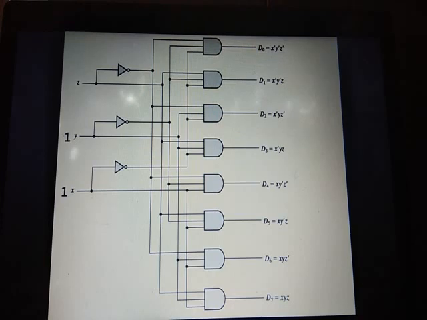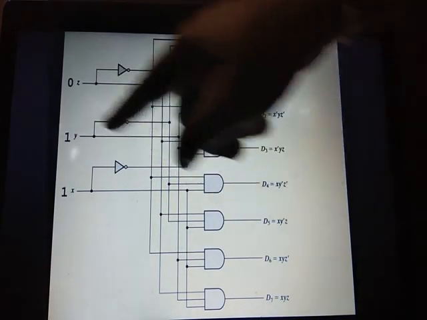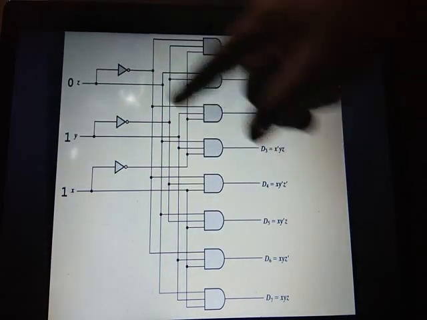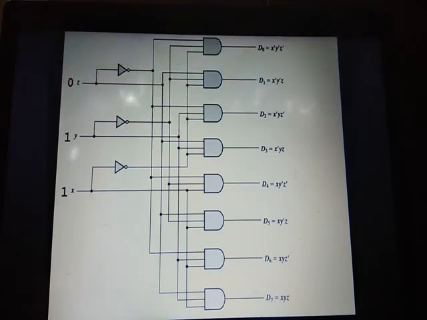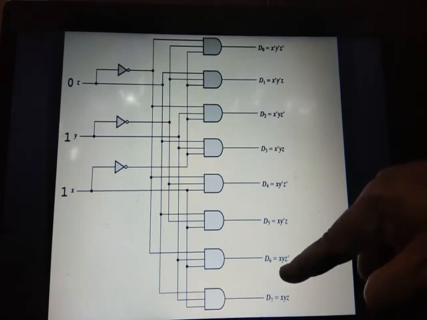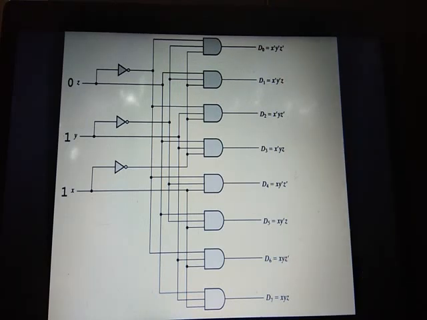Here in the example, X is 1, Y is 1 and Z is 0. X is 1, it is normal. Y is 1, it is also normal. Z is 0, it is not normal, it is complement. Hence you are going to have X, Y, Z complement. X is 1, Y is 1 and Z complement, 0 complement means what? It is 1. So this output is 1 and the rest are zeros. Okay, this is a decoder.